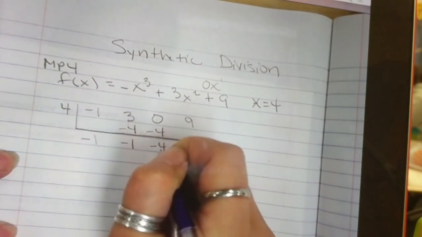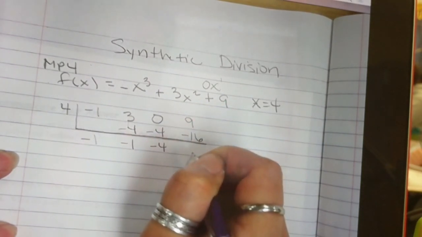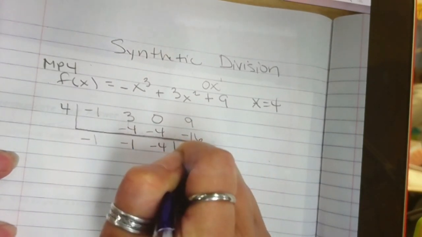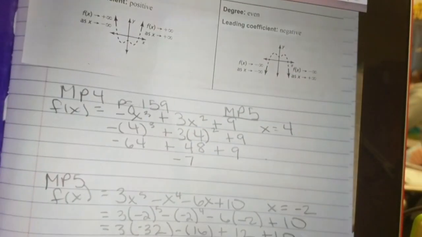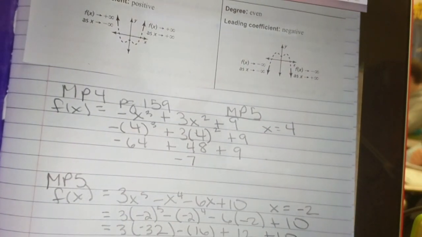Negative 4. Multiply. What do I get? Negative 16. Add. Negative 7. Box that last answer. If you turn the page and go back to what we did, the answer was negative 7. Bam.